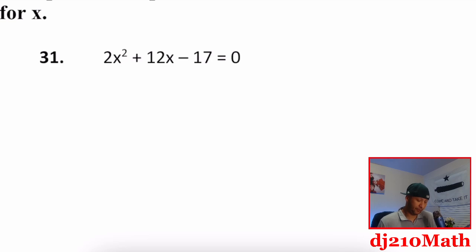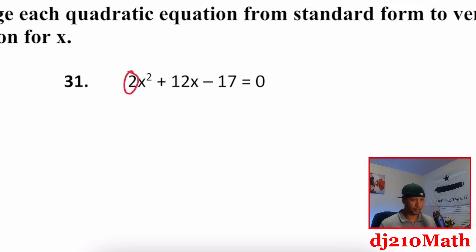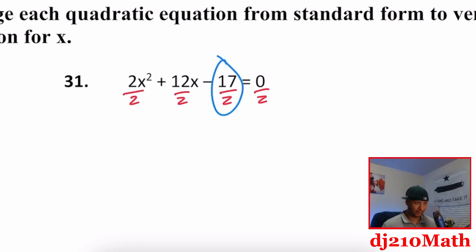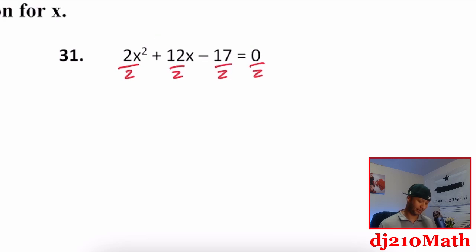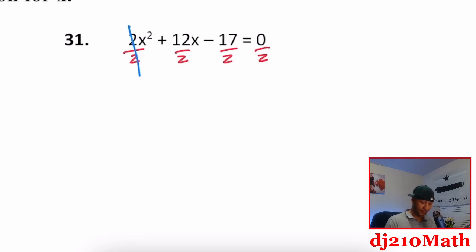Here, what's different is that a is not 1. When a is not 1, more steps have to be taken. I can't complete the square unless a is 1, so the fastest way is to just divide everything by 2. And look at the part that's going to suck: 17 over 2. That's already giving me a headache. So this is going to be x squared plus 12 divided by 2, which is 6x, minus 17 over 2, equal to 0.